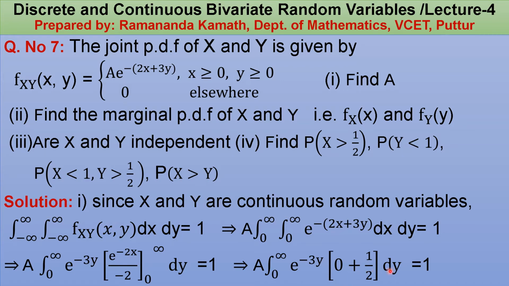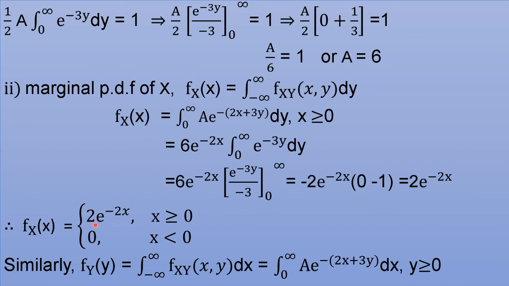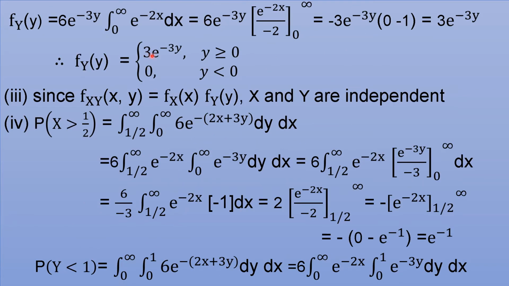Half can be kept outside the integral. Fx of x is 2 into e power minus 2x for x greater than or equal to 0. Fy of y is calculated as 3 into e power minus 3y for y greater than or equal to 0.